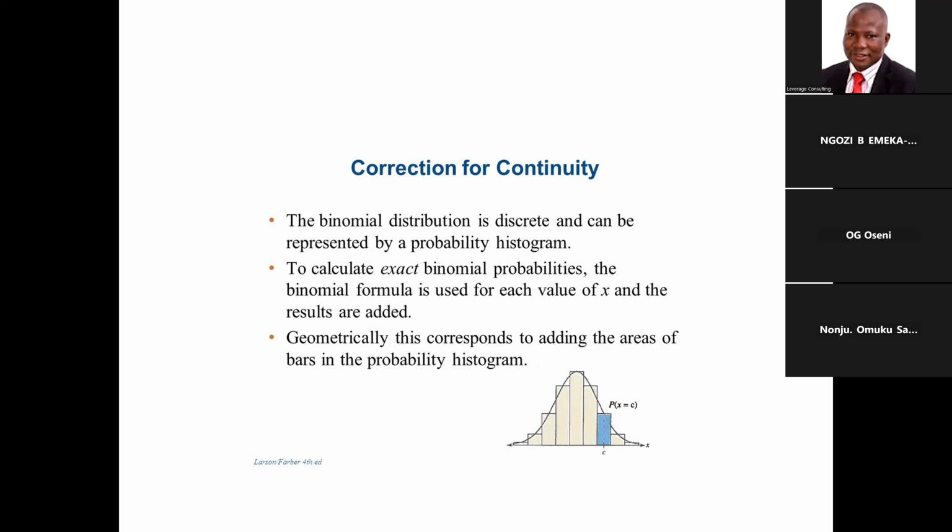So, what is the logic behind this continuity correction? The binomial distribution is discrete and can be represented by a probability histogram. Chi-square is a continuous probability distribution on its own, then it is used for data that follow binomial distribution, categorical data. What do I mean by that? Binomial means 2 categories. So when we talk about a categorical variable with only 2 categories, it follows binomial distribution, or dichotomous.